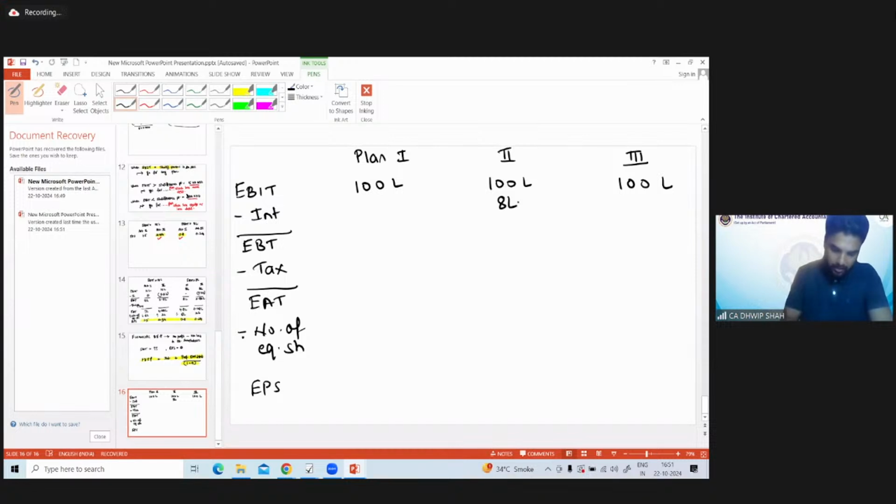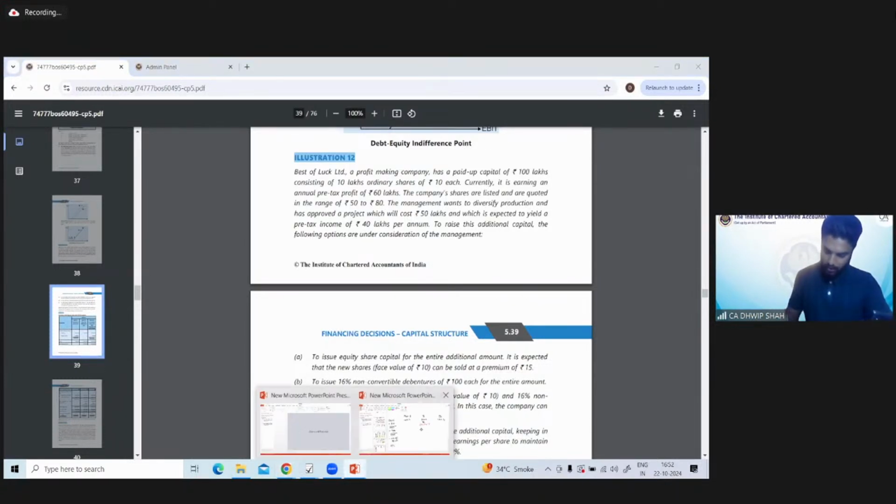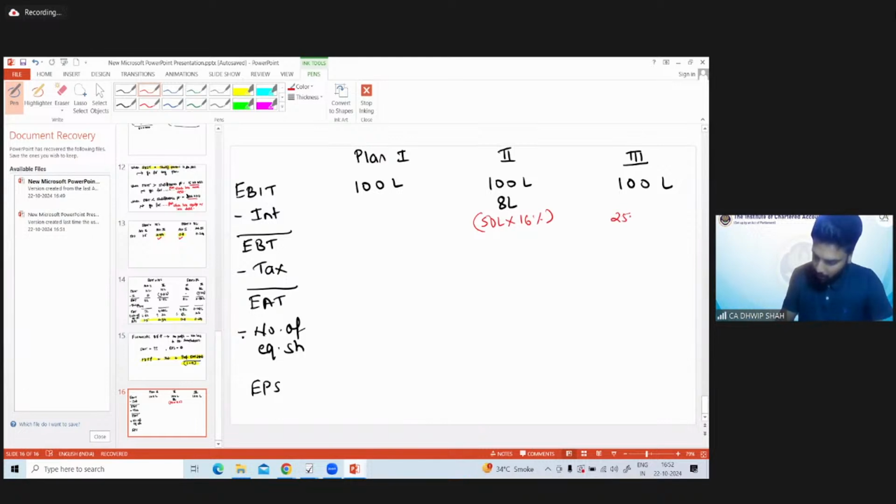How will the 8 lakh come? So 50 lakh at 16%. And under alternative 3, of the 50 lakhs, 25 lakh is through equity. So can I say 25 lakh would be through debt? So 25 lakh at 16%, which is 4 lakh. Here it would be 25 lakh at 16%, which comes to 4 lakh.